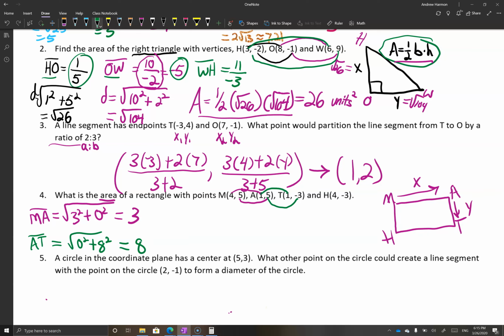And so to get our area, if MA is 3 and AT is 8, our area is just 3 times 8, or 24 square units.